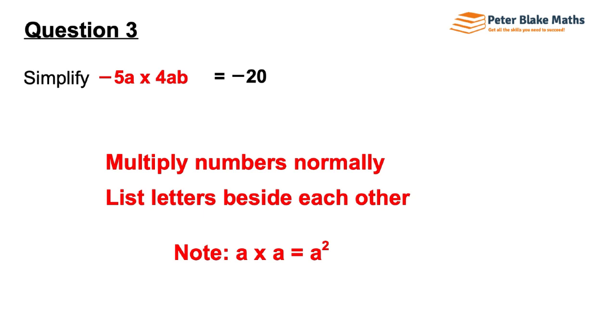So the numbers wise, we have minus 5 times 4, a minus times a plus makes a minus. 5 times 4 is 20. And we have an a times an a, so I'm glad we were warned about that. a times a makes a squared, and we've just got a b that gets listed beside it. So final answer there, minus 20 a squared b.